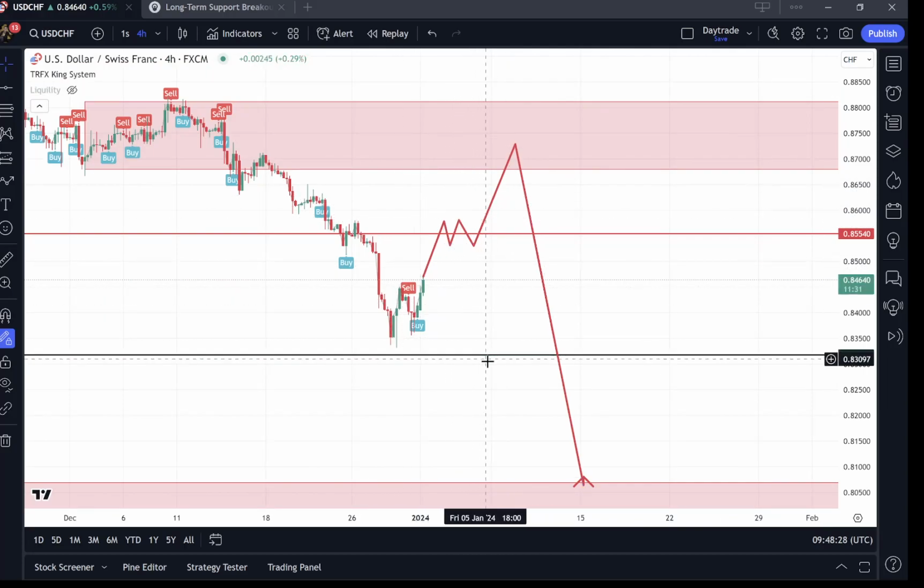If we do get a quick pullback down under 84 towards 83,500, I will think about buying this again. That is, if this happens before we reach the 85 mark, we maybe get a quick spike down and then a rally back up. We will see. But that is the analysis for USD Swiss franc. It is a great setup. Again, I've been waiting for a short-term sell.